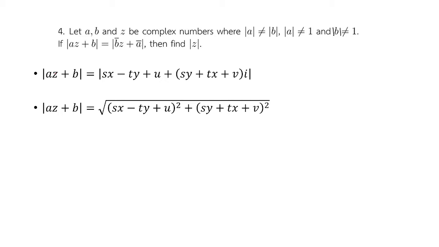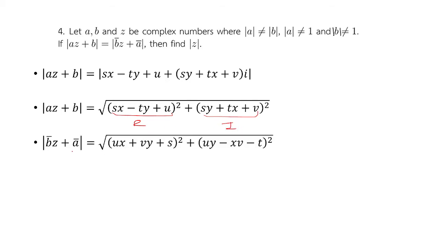Now the norm of az plus b we said is equal to this from the previous slide. So when I take the norm, what I'm doing is taking the square root of the real part squared plus the imaginary part squared. So that's why I broke it up into the real and imaginary. So this is real, this is imaginary. Same thing with the conjugate of b times z plus the conjugate of a. Broke it up into the real squared plus the imaginary squared.